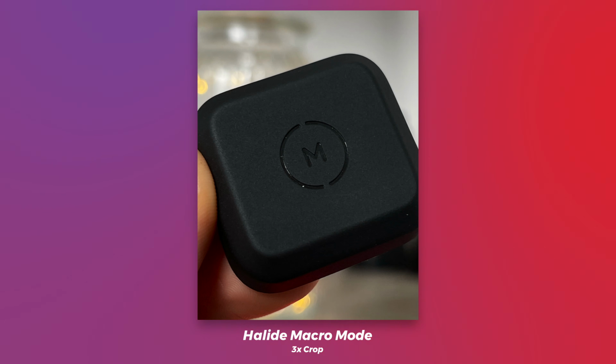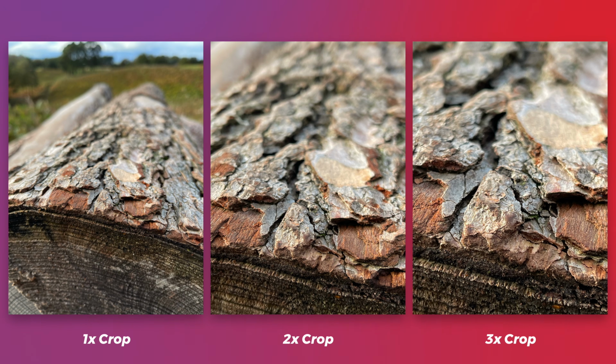Now the results are of course not going to be as good as when using a camera designed for macro photography, like that on the 13, but I have to say I'm pretty impressed with it. You can choose between a 1, 2 or 3 times crop level, and I've managed to capture some really detailed shots with it so far, even on my non-macro 12 Pro Max.